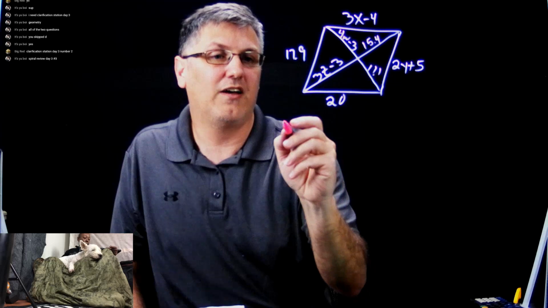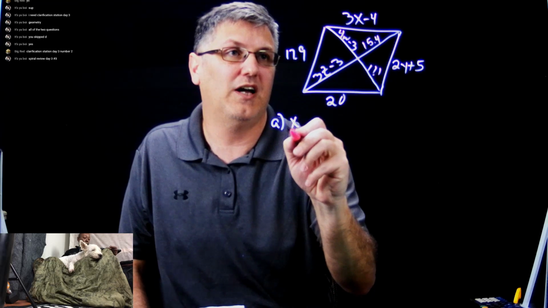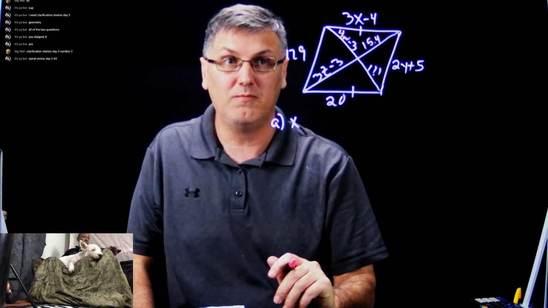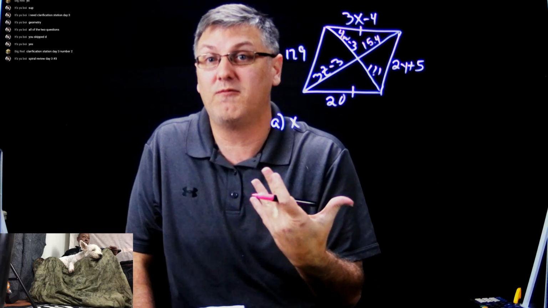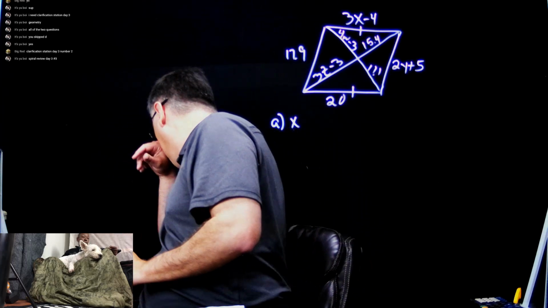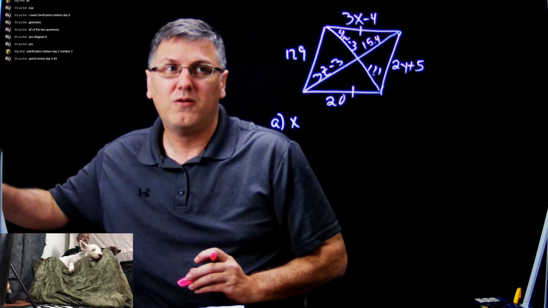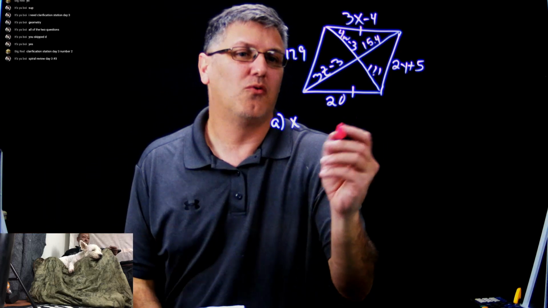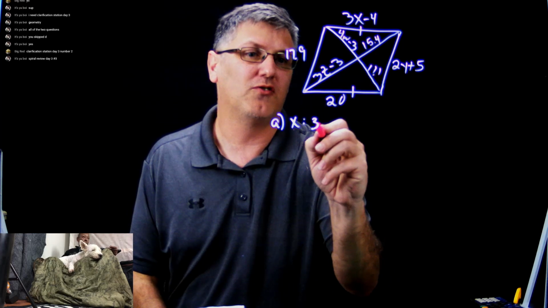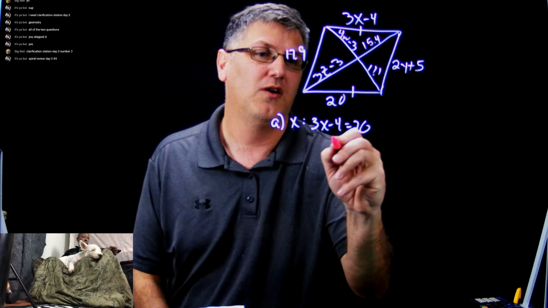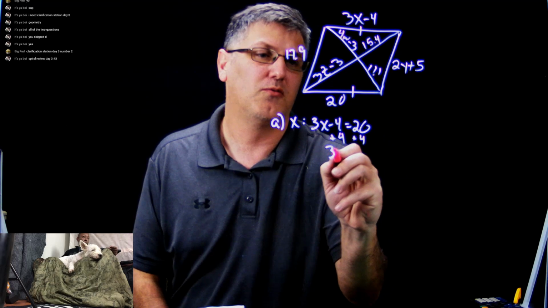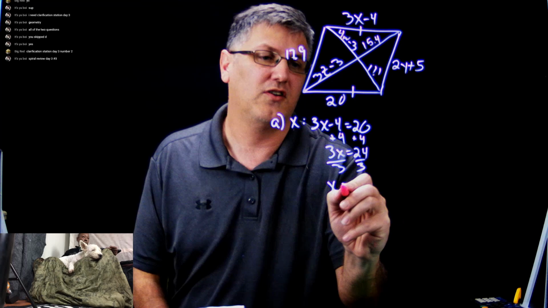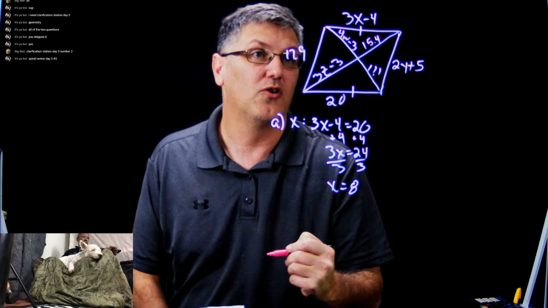A asks me to solve for x. X is here. Because this is a parallelogram, I know my opposite sides are congruent. Congruent leads to an equal sign for an algebra equation. So I'm going to set up my equation: 3x minus 4 equals 20. Add 4 to both sides. 3x equals 24. Divide by 3. X equals 8. That one's pretty easy.